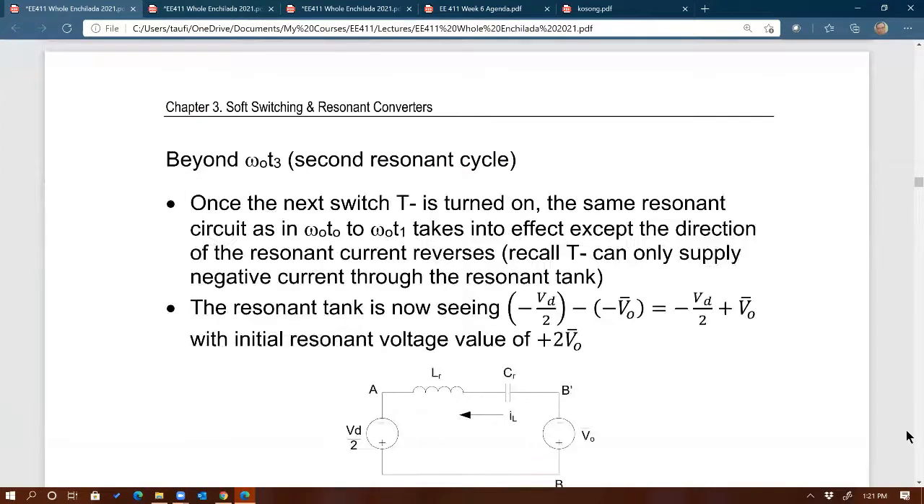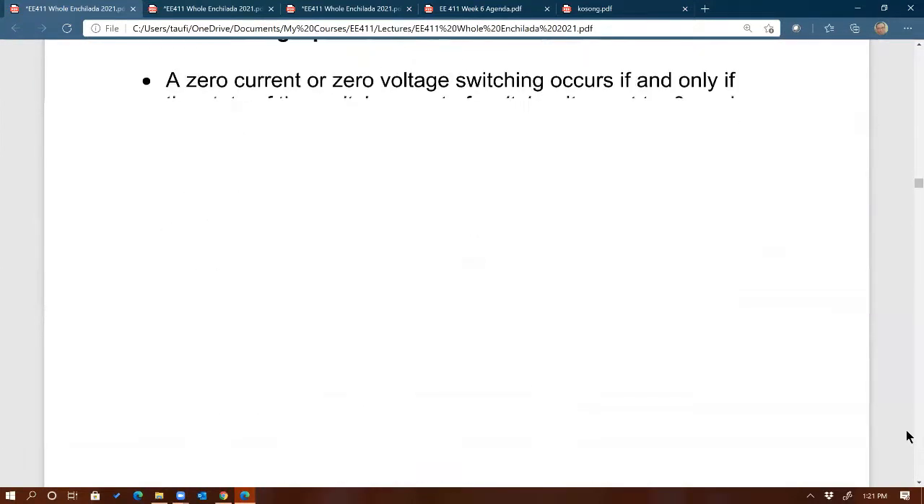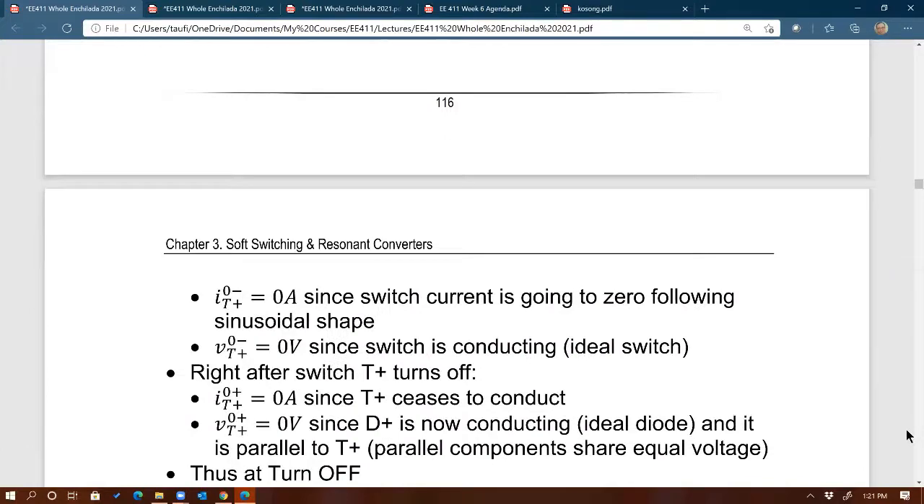So those are the explanations I have. Yeah, try to go slowly, because it's the first time you've seen this converter.